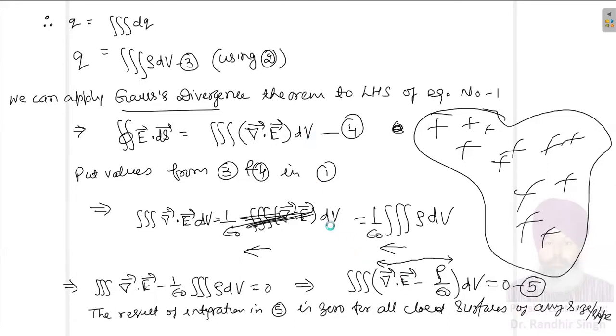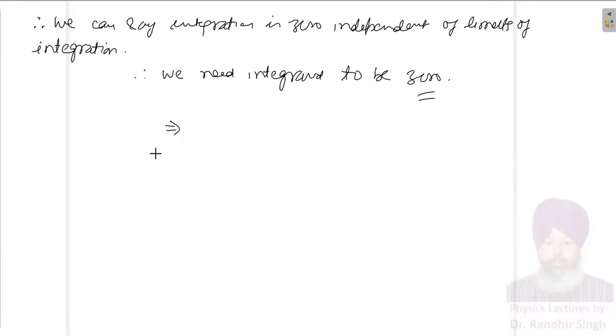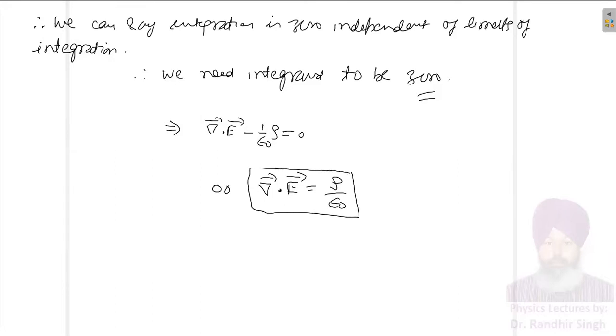So therefore we have to write that equation 5 will be valid only if del dot E minus 1 by epsilon naught rho is equal to 0, or you can say del dot E is equal to rho upon epsilon naught. This is called the differential form of Gauss law in vacuum.